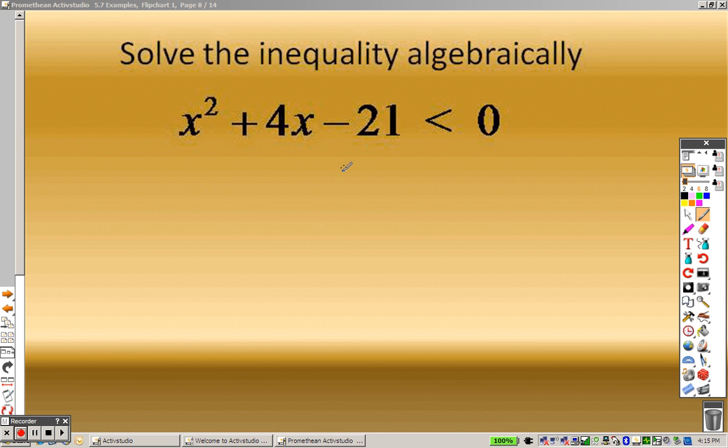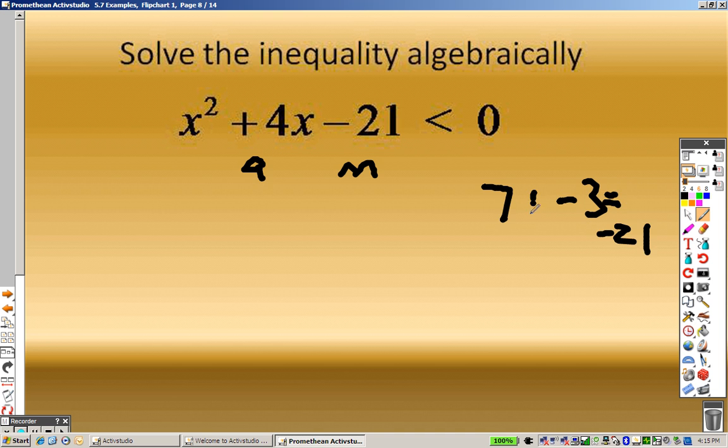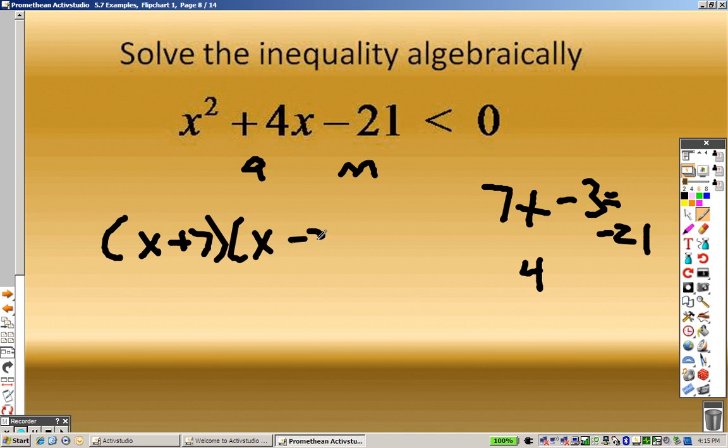Okay? Can you think of two numbers that multiply to give you negative 21, that add to give you 4? Well, I can. 7 and negative 3, right? 7 times negative 3 is negative 21. 7 plus negative 3 is 4. So I get x plus 7, and I get x minus 3. So when I go to solve each of these, I set each one equal to 0, right? This is what we did to solve by factoring.